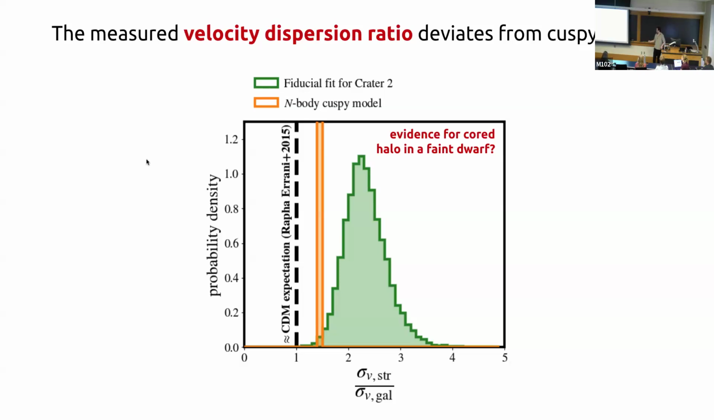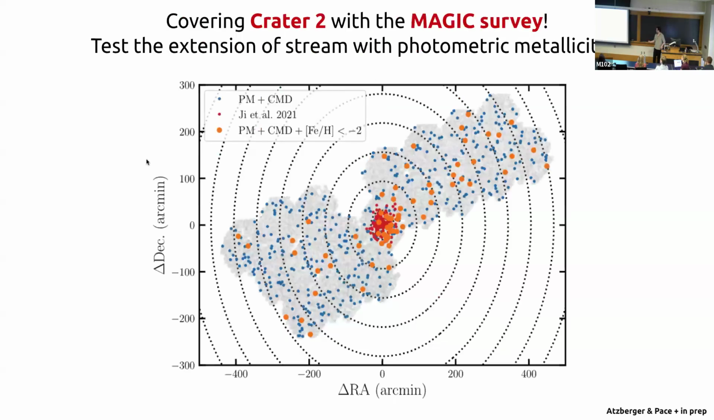Another thing that we are doing right now for this system specifically is getting more photometry. What we are doing is tiling all of this region around the galaxy and the stream with a survey called the MAGIC survey. That's an awesome name for a survey.